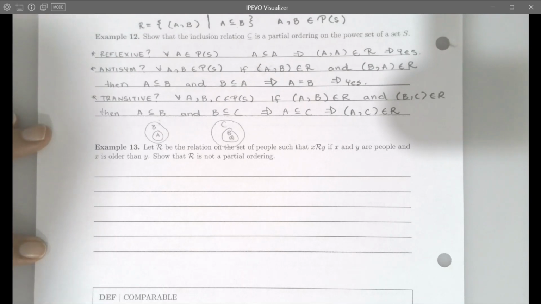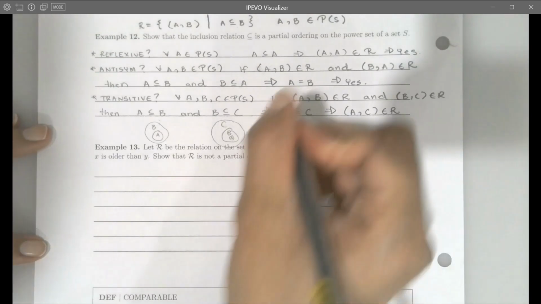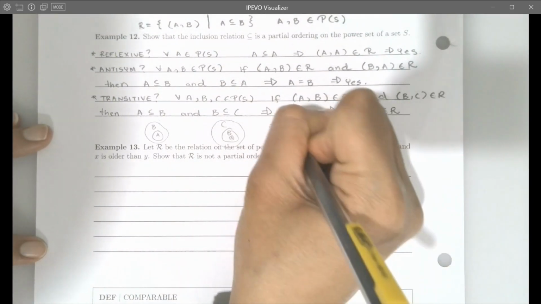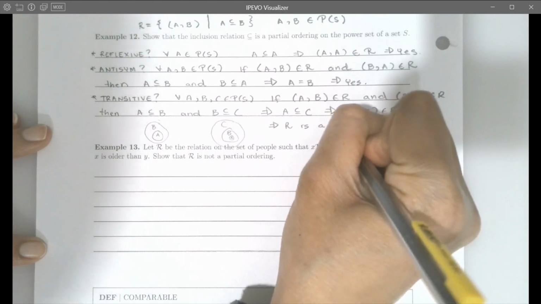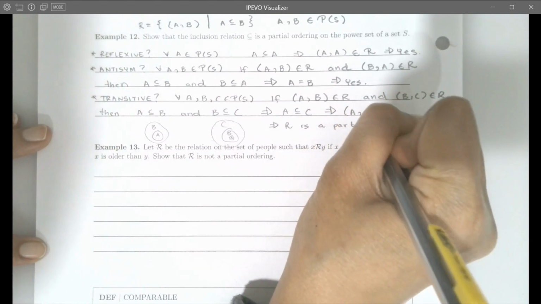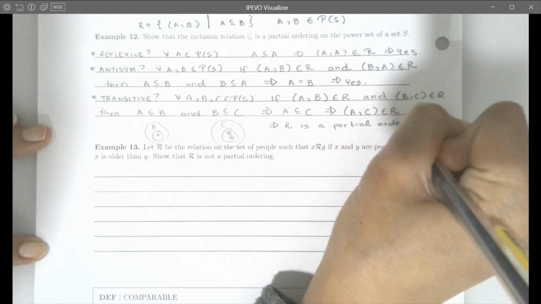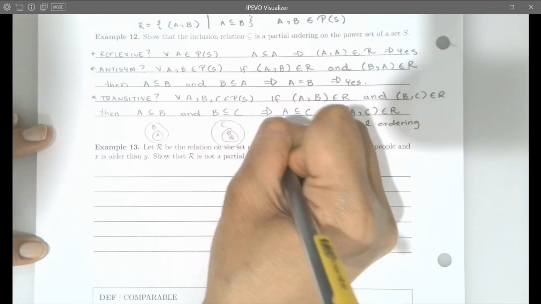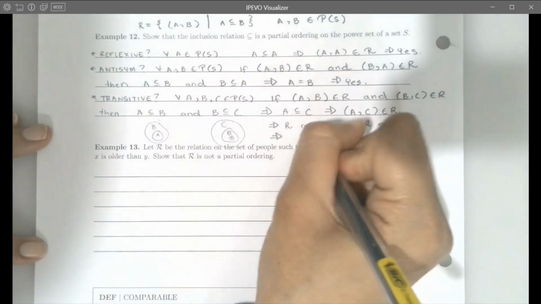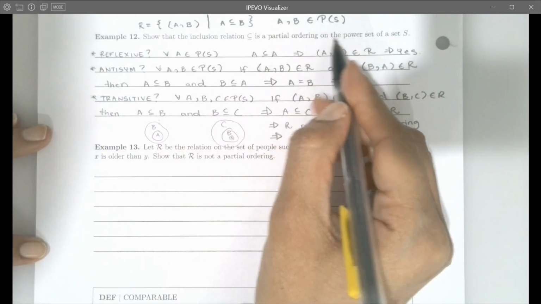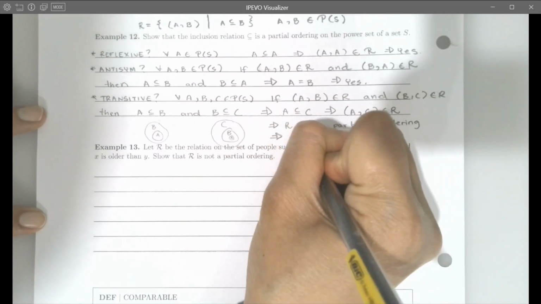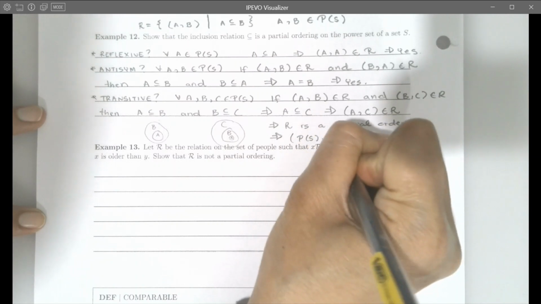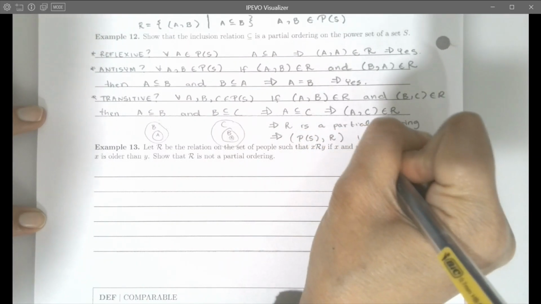So that means that this is transitive, and as a result, we have that R is a partial ordering, and the set, or the domain that we're considering, is the power set of S. So the power set of S together with the relation R is a poset.